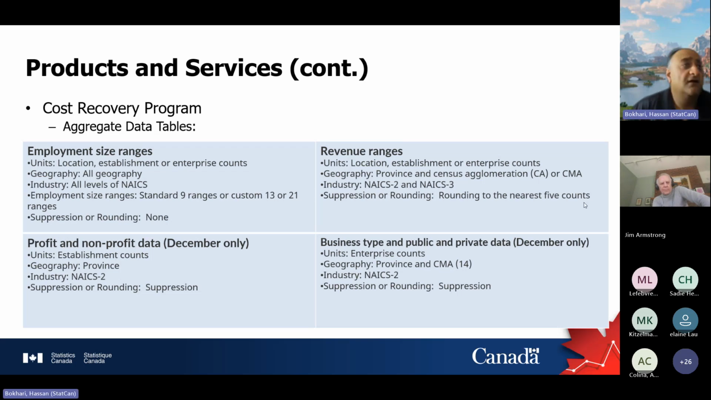Okay. And business type in public and private data. And again, once again, only December. It's enterprise counts, province and CMA, and NAICS 2, and there's suppression applied.